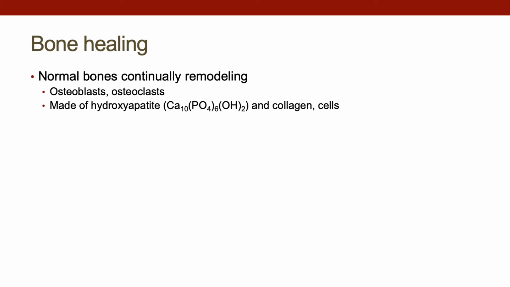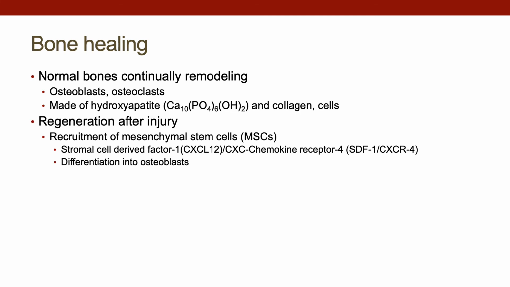So now I'll talk some about bone healing. Normal bones are continually remodeling. There are osteoblasts and osteoclasts. The bones are made of hydroxyapatite and also collagen. Hydroxyapatite is that calcium phosphate compound. And there are cells present in the bone.